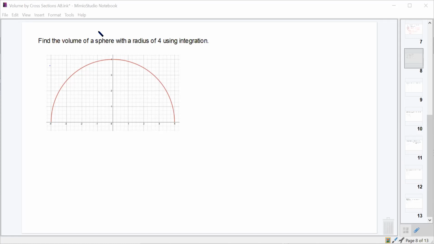Let's start with what's the equation of this semicircle. You should know the equation of any semicircle, right? If it was a full circle centered at the origin, the top half should have an equation of y equals the positive square root of the radius squared minus x squared, right? That's what y equals there. But how are we going to integrate to find the volume of a sphere that has a radius of 4?